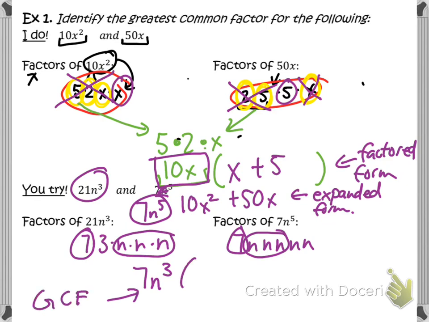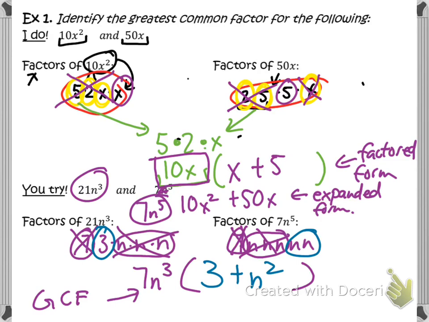And let's go ahead and write it in factored form. So when I take out the 7n to the 3rd on both terms, on the first term, I am left with a 3. On the second term, I'm left with n times n, so n squared. Right, and this again is factored form. Alright, let's try the next example.